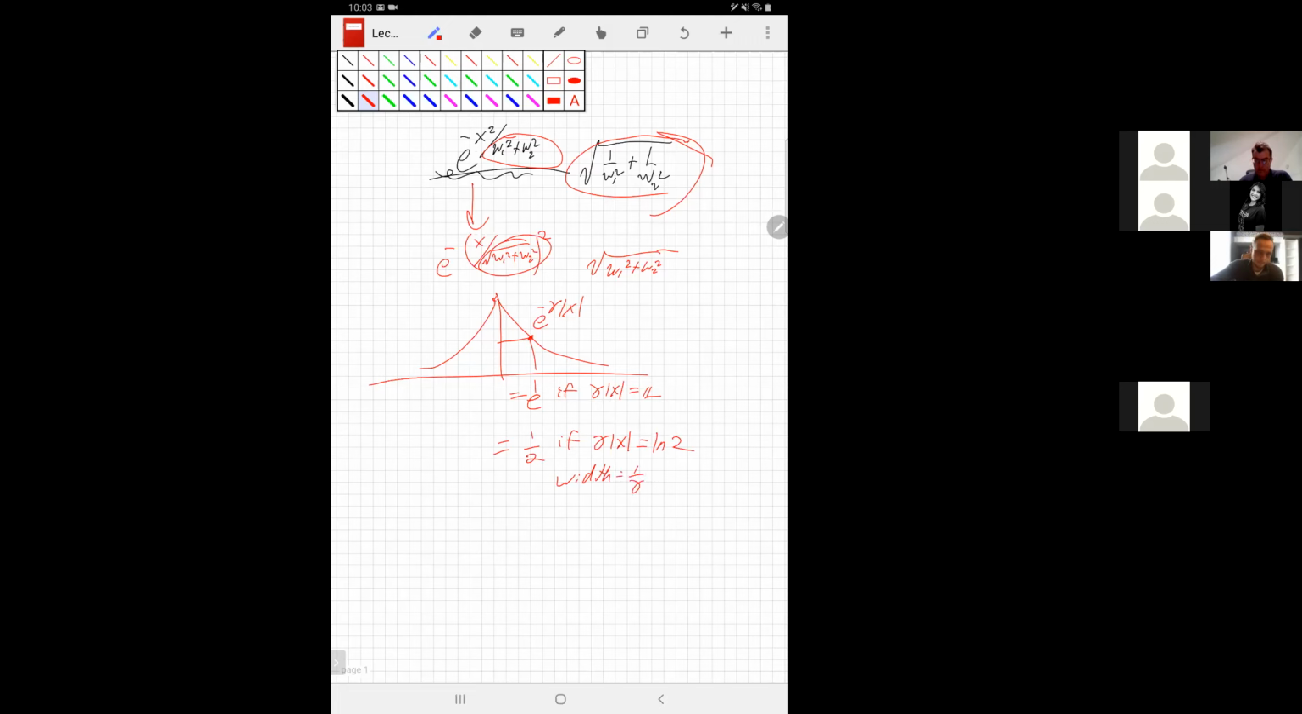Because here you could rewrite this as e to the minus absolute value of x over 1 over gamma. So it's whatever x is divided by that's going to be proportional to your width. And this will be 1 over e if gamma absolute value of x is 1, 1/2 if gamma absolute value of x is ln 2. It would be 1 over e squared if gamma absolute value of x is 2, and so forth. Make sense?